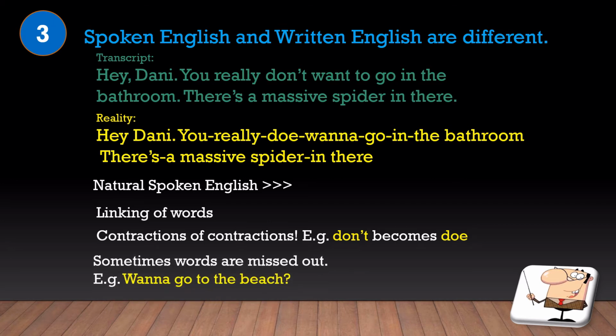And then sometimes words are missed out altogether. For example, instead of saying, do you want to go to the beach? We might say, want to go to the beach? And that's perfectly fine for informal, natural, conversational English.